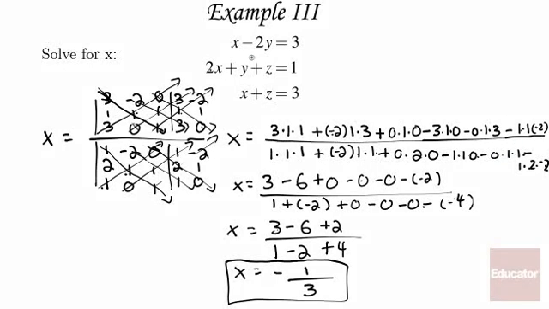So I set this up by forming determinants with coefficients of x, y, and z in the denominator. In the numerator, coefficients of y and z, and then the constants in the first row. Then I solved this by using the diagonal method, and I did that right here to come up with x equals negative 1/3.